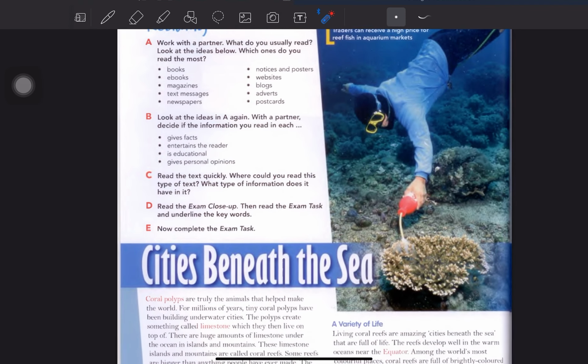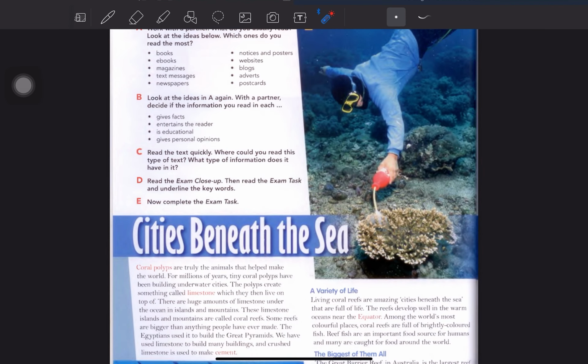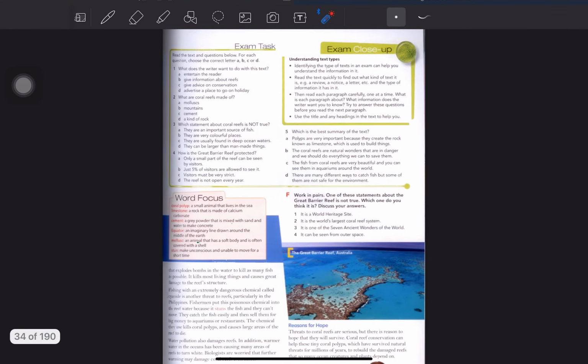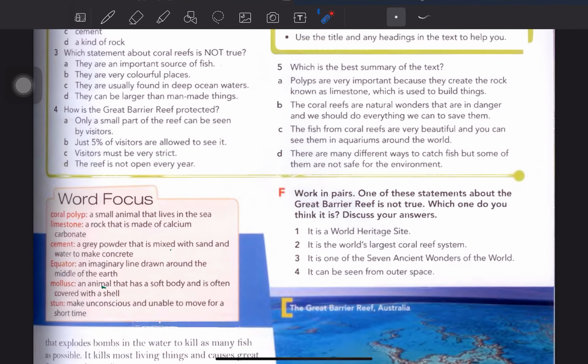Okay. Before we start reading this passage, now let's take a look at the word focus. What are the words we should focus on? We have a few. The first one, we have coral polyp, a small animal that lives in the sea. Next we have limestone, a rock that is made of calcium carbonate, or in Bahasa Melayu you call it batu kapur.